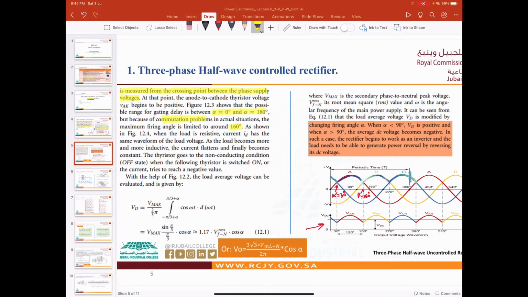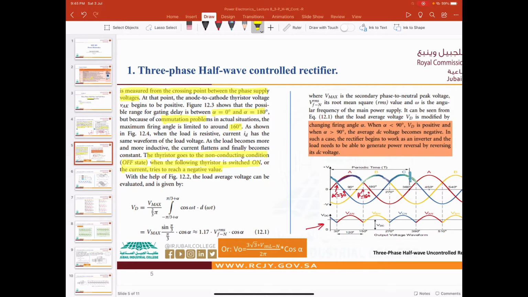Now the thyristor goes to the non-conducting or off state when the following thyristor is switched on, or the current tries to reach a negative value. So if the current goes negative, or we reverse the voltage on the thyristor, or we open the circuit after the thyristor, then the thyristor will go off into the non-conducting condition.